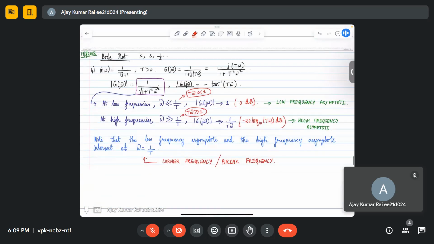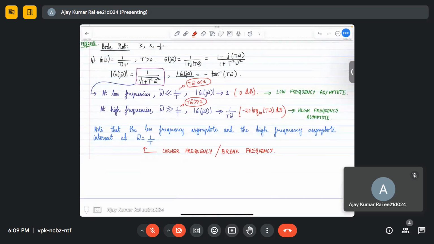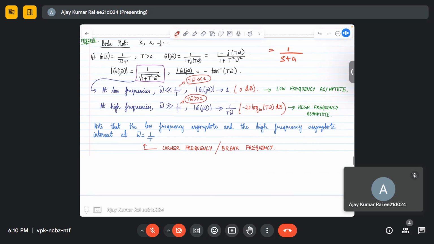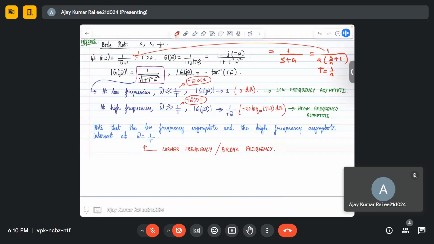Then we have seen the transfer function G of s equal to 1 by (Ts plus 1), where T is greater than 0. It is similar to this s plus a. We just want it in this form. It can also be written as, if you take a common, s by a plus 1. So here T is 1 by a, and we want to convert into this one. Simple.